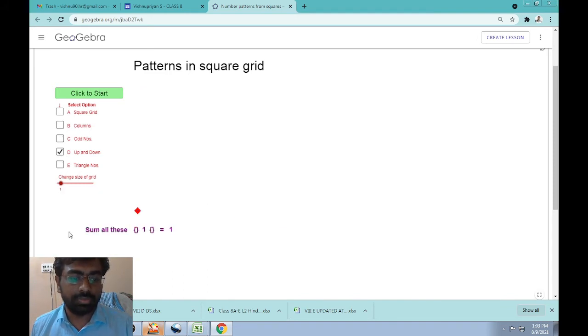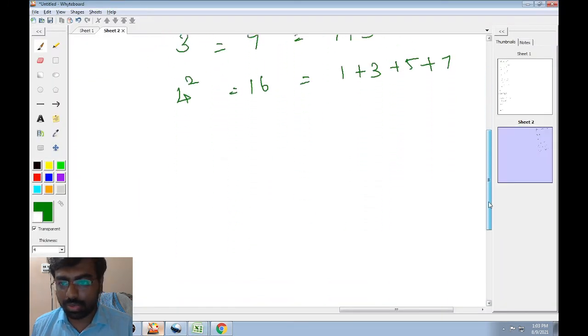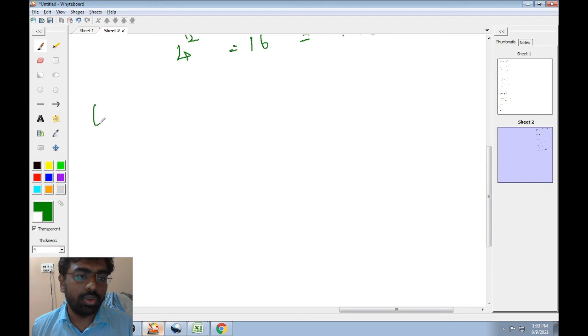Now up and down. Up and down is more or less similar to that. Here the major difference is we will be doing it in a different way. Okay, just look at that. So how I am doing it for up and down. Up and down is nothing but a sequence.